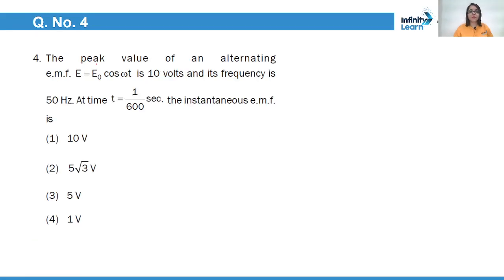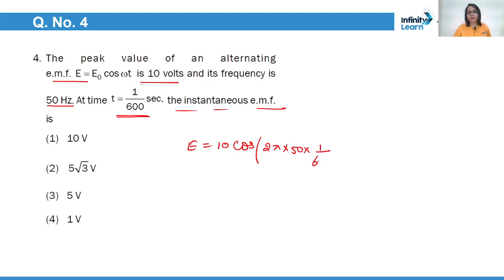Question number 4. The peak value of an alternating EMF is 10 volt and its frequency is 50 hertz. At time t is equals to 1 by 600 second, the instantaneous EMF is. So it is E, which is 10 into cos omega t, omega is 2 pi f. So it is 2 pi into 50 into time is 1 upon 600, right? So it will be 10 cos pi by 6, which is 10 root 3 by 2, and that is equals to 5 root 3 volt, which is option 2.